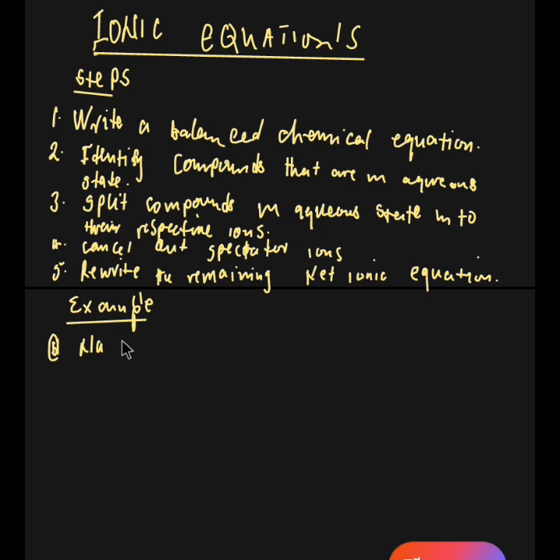Example number 2, we are going to look at sodium metal that is reacting with hydrochloric acid. This will help us produce sodium chloride and hydrogen gas. So now sodium is a metal, then we have hydrochloric acid, which is in aqueous state.